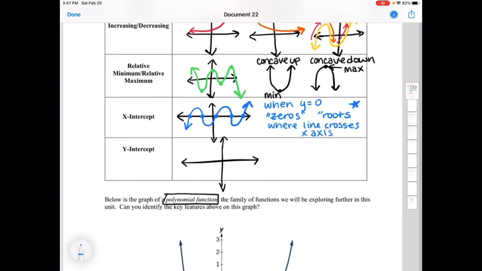I'm just going to give you a little reminder. It's common to have more than one. It's actually common that there's more than two, even.